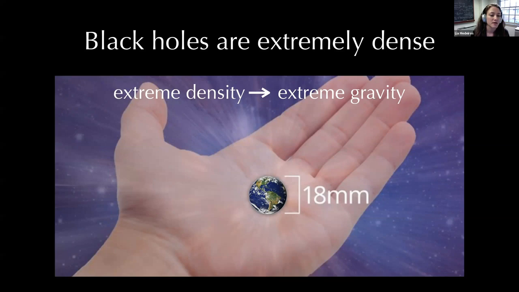It's important to note, however, that the event horizon is not a real surface. It's not that it's the surface of the black hole. If you were to cross it, you probably wouldn't even notice. But what we're really saying here is that the event horizon defines essentially a distance, where if you get closer to a black hole than this distance, then you can no longer escape.